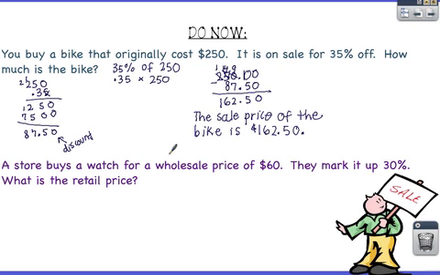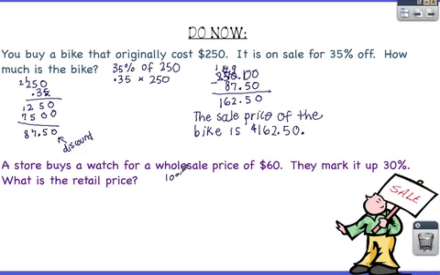A store buys a watch for a wholesale price of $60. They mark it up 30%. What is the retail price? Well, we need to figure out what 30% of 60 is in order to figure out what the markup is. So we could either do 0.30 times 60, similar to the way that we did 250 times 0.35, or we can use some other shortcuts. For example, if we know that 10% of 60 is 6, then 30%, which is 3 times 10%, would be 3 times the 6, or 18.